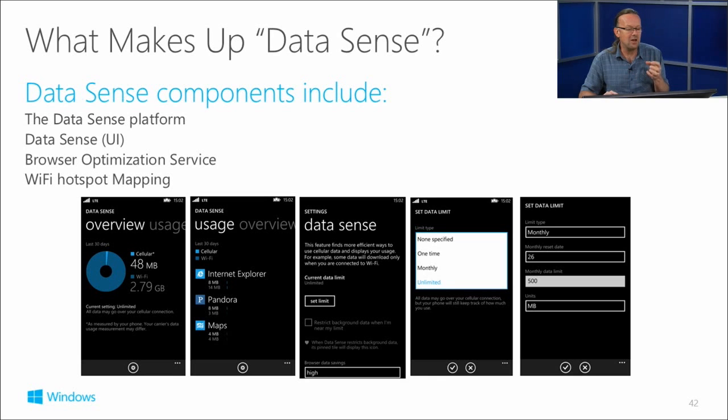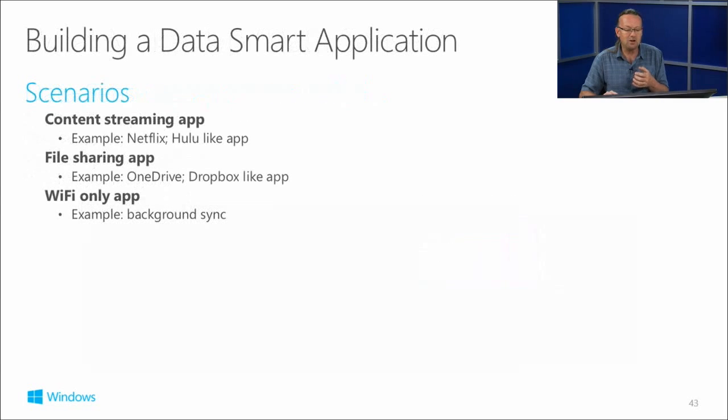And it's also a browser optimization service, so there's a kind of proxy that will send compressed content when you use the browser. Wi-Fi hotspot mapping to help users connect to cheap or free Wi-Fi services. And part of that also is you as a third-party app developer can build data-smart applications. There are three kind of scenarios. The content streaming app, where it's a bit like Netflix or Hulu, where you've got content streaming all the time. A file sharing app, well, OneDrive or Dropbox, but actually the background file transfer service is probably a better way of transferring files. And then a Wi-Fi only app, where you want to allow your user to do some syncing or something, but only when you're on Wi-Fi, not when you're on a cellular connection.